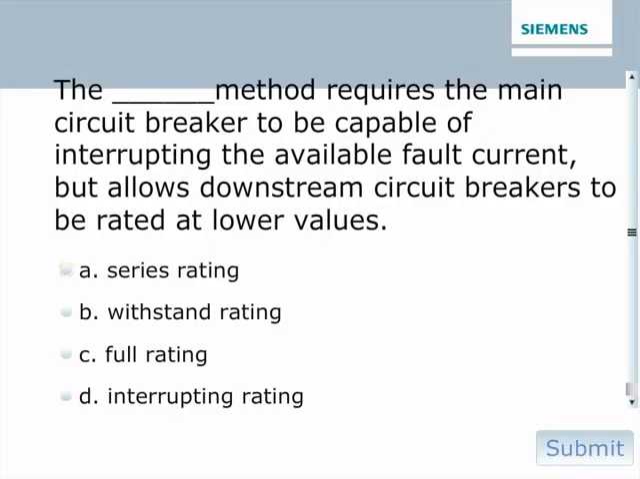The blank method requires the main circuit breaker to be capable of interrupting the available fault current but allows downstream circuit breakers to be rated at lower values? Is it A, series rating, B, withstand rating, C, full rating, or D, interrupting rating?